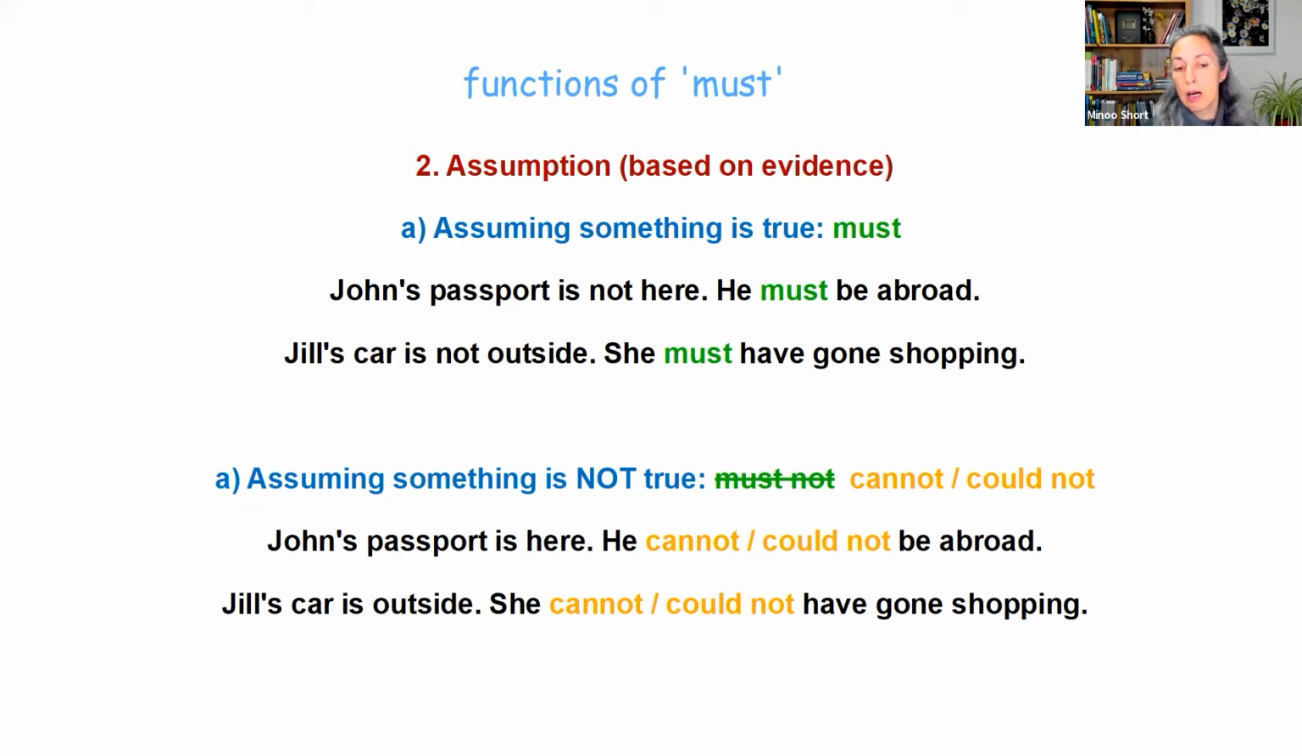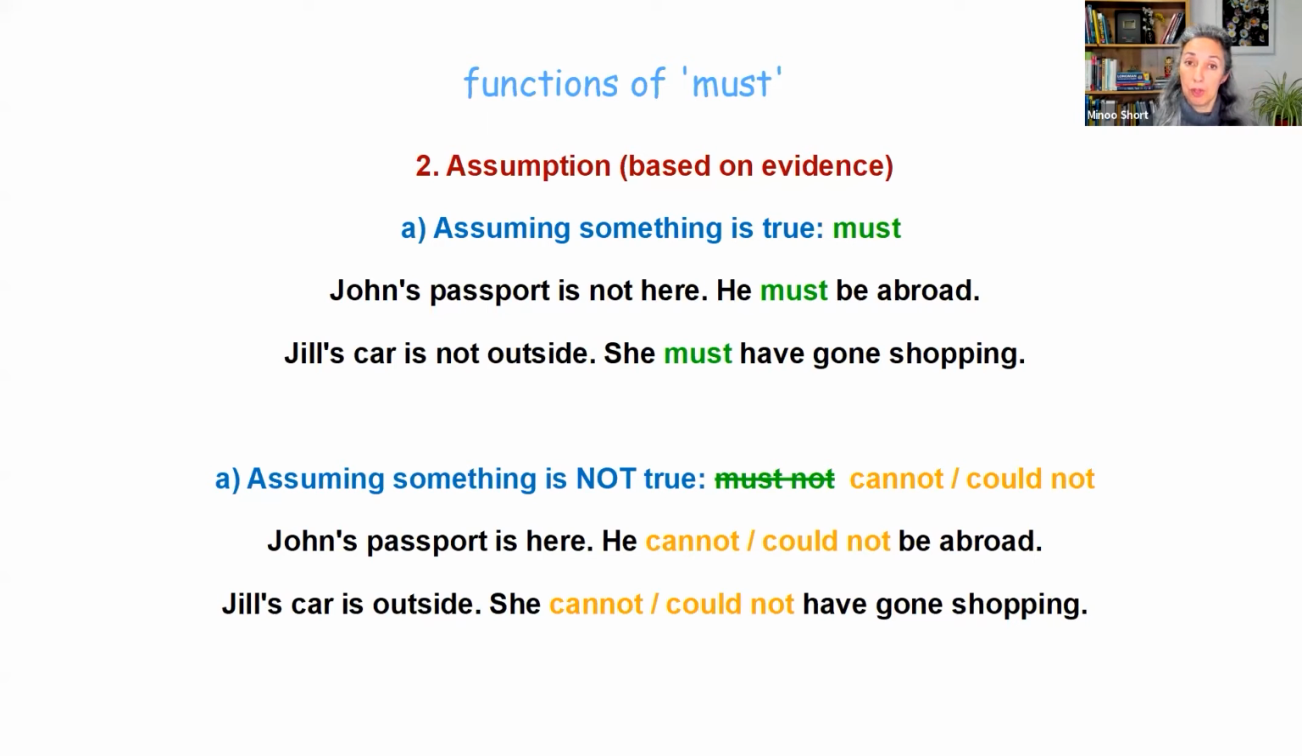Or, Jill's car is not outside. She must have gone shopping. So again, we think, okay, if the positive assumption is must, a negative one, that something is not true, should be must not, but it isn't. In order to express that something is not true, not possible, based on evidence, we have to use the modal verbs cannot and could not.